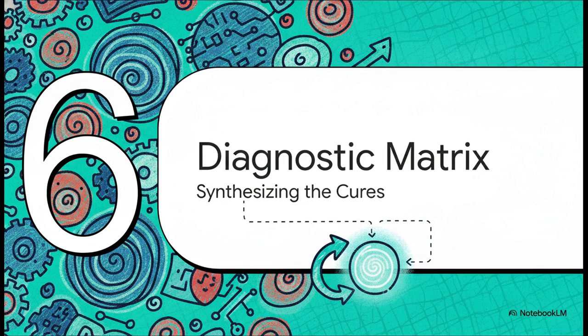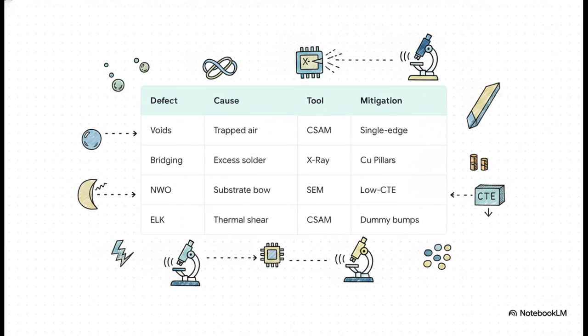Section 6, the diagnostic matrix. We've examined the microscopic villains and the incredible engineering cures used to fight them. Now, let's synthesize everything. This matrix beautifully summarizes the invisible war we've just been exploring. You can see our 4 defect modes lined up. Notice the inspection tools required to even see this microscopic battlefield.